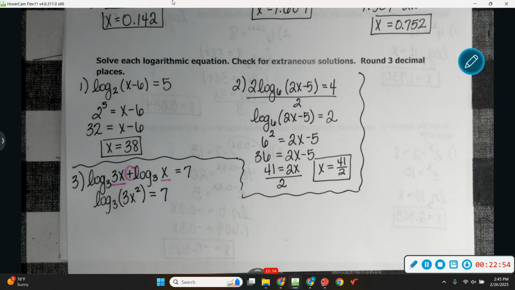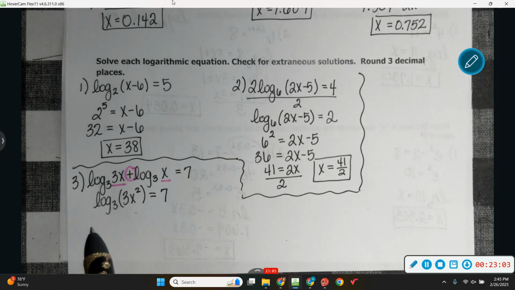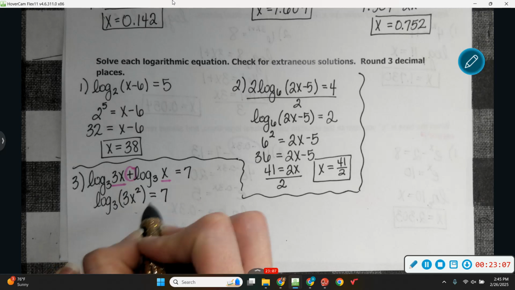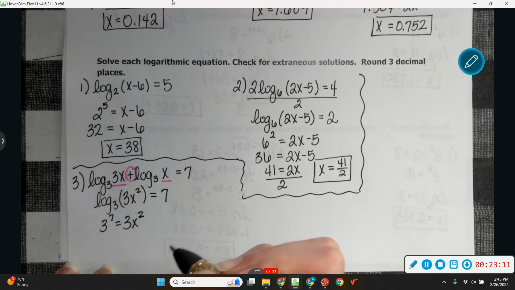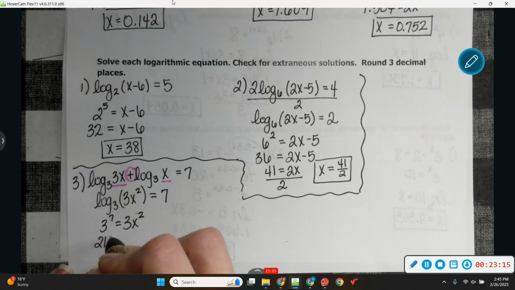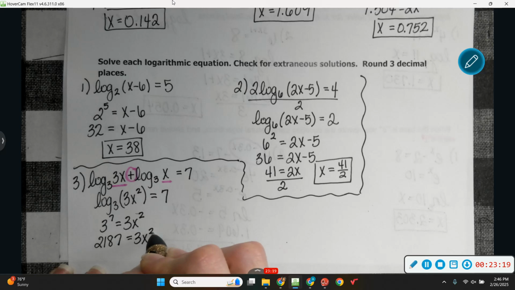Now that I have condensed it, so anytime you have 2 logs in one equation, you need to condense. So I've condensed it. Now I can rewrite it. 3 to the 7th power equals 3x squared. 3 to the 7th power is 2,187, and that's equal to 3x squared.